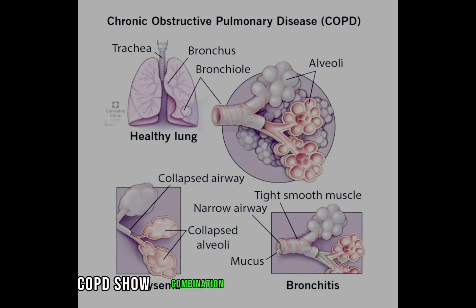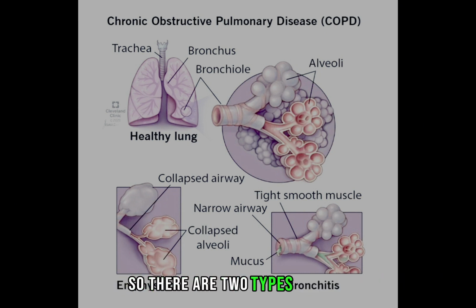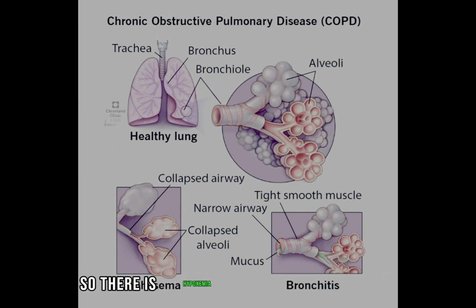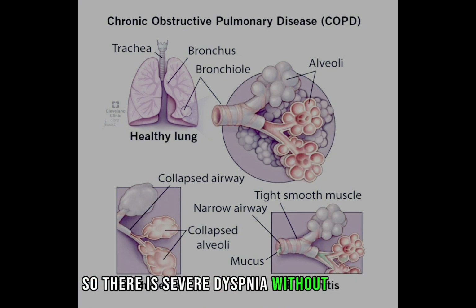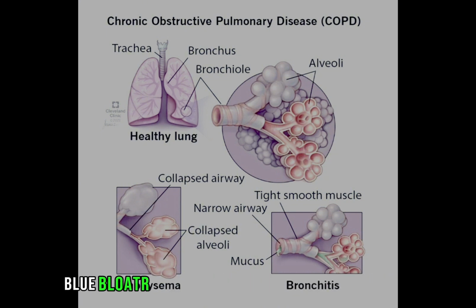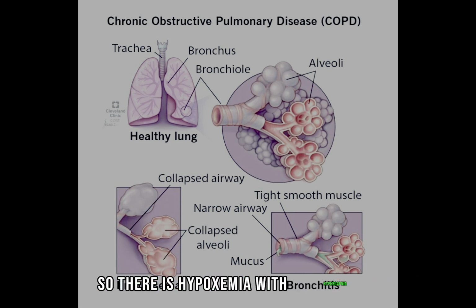COPD shows a combination of these two diseases, with predominance of one certain feature over the other. So there are 2 types of COPD. Pink puffer type, emphysema is dominant, so there is hypoxemia with normal CO2 level, so there is severe dyspnea without cyanosis. Blue bloater type, chronic bronchitis is dominant, so there is hypoxemia with hypercapnia, so there is cyanosis without dyspnea.